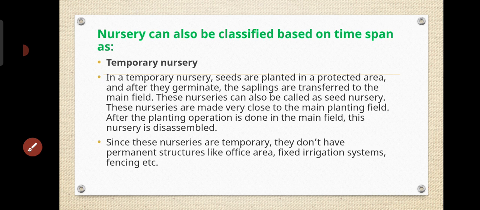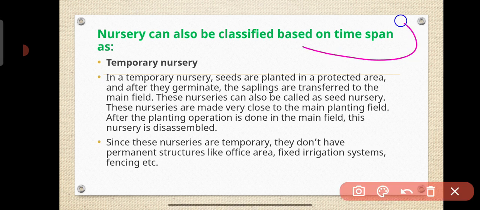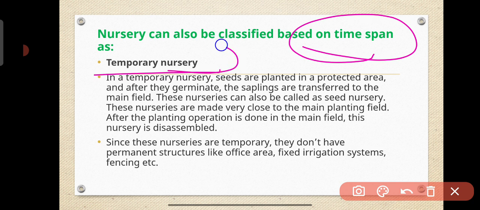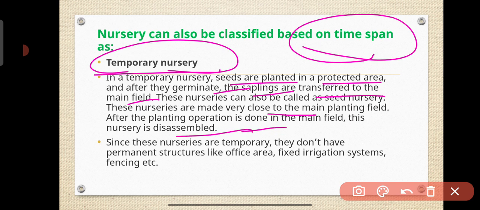Next kind of nurseries we have is on the basis of time span. These can be temporary nursery or permanent nursery. Temporary, as its name indicates, is made for a temporary period of time. So seeds are planted in a protected area, and after they germinate, the saplings are transferred to the main field. These are also called seed nursery. These are made very close to the main planting field. After the planting operation is done in the main field, the nursery is disassembled. Since these are temporary, they do not have permanent structures like office area, fixed irrigation systems, and fencing, etc.